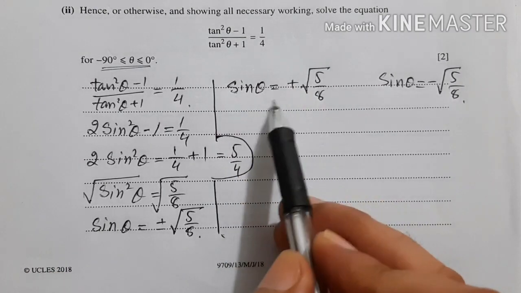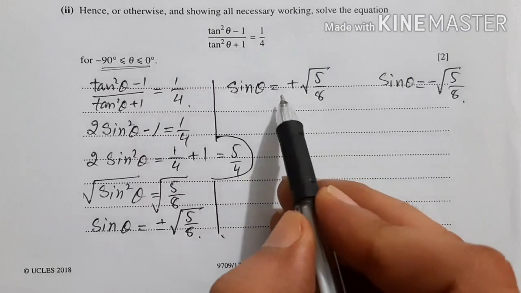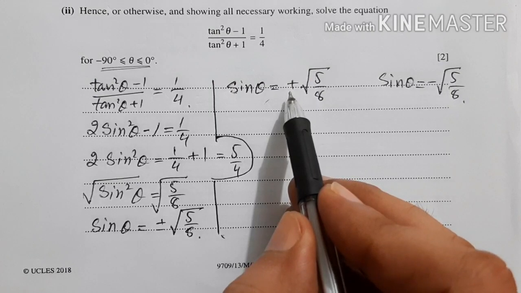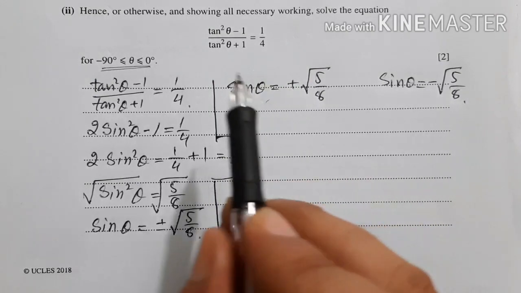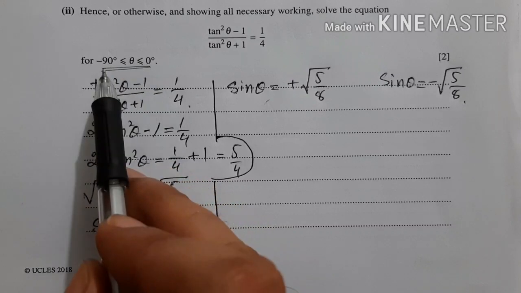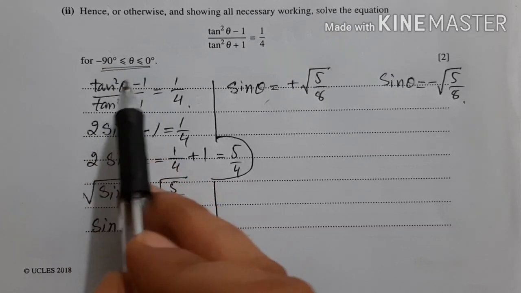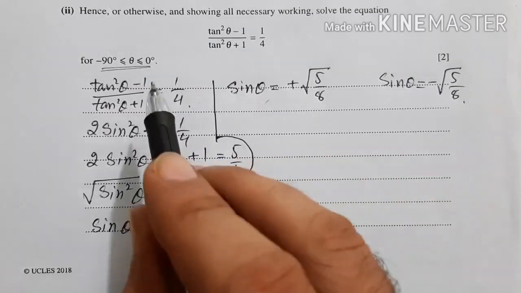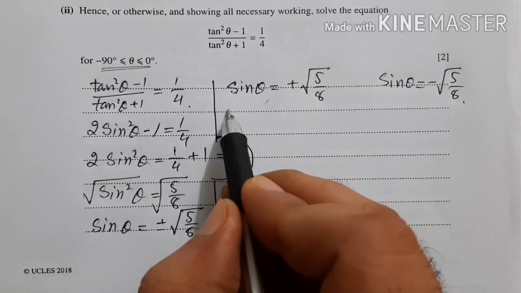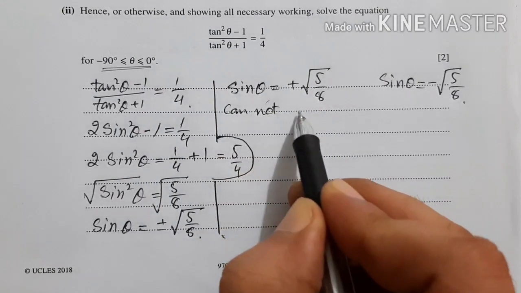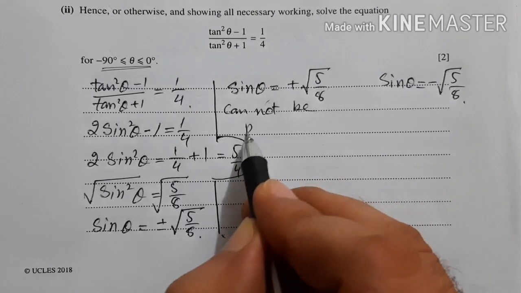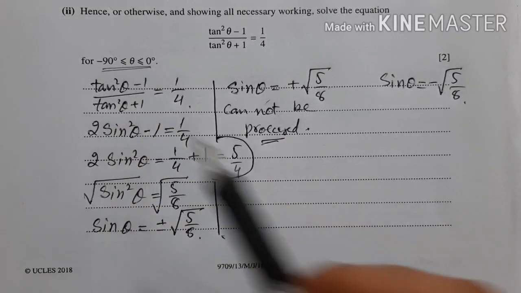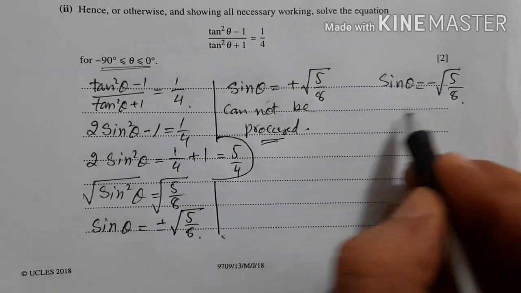So this will not move with this value because sine positive is in first and second quadrant, and our limit is in 0 and minus 90. This is the fourth quadrant, so we will not proceed with this value because this is out of our limitations, so it cannot be processed because this value is out of our range. So we'll proceed with this one.